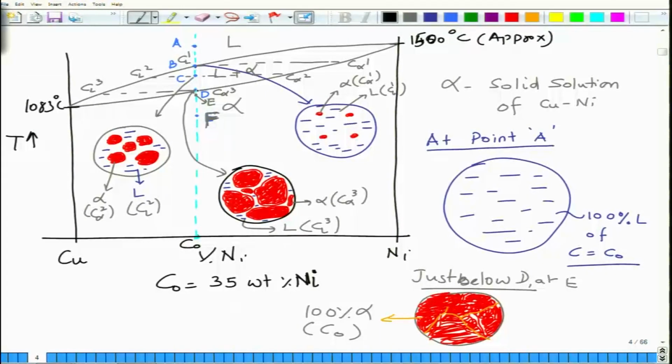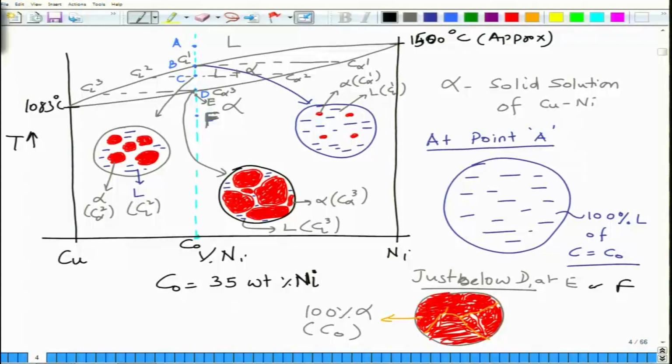As the temperature decreases in the two phase region, the compositions of liquid and solid shift to C alpha 2, C l 2. The alpha grows bigger and bigger and its composition shifts towards C naught, and the liquid composition gets further away from C naught, towards pure copper, not necessarily pure copper, but towards pure copper. As you come to nearly the end of solidification, at point D, you have nearly 100% alpha of composition C alpha 3, which is similar to C naught, and very little liquid is left, whose composition is very thin in nickel. It has a very small amount of nickel and is mostly copper. At point E or F, you will have 100% alpha whose composition will be equal to C naught.